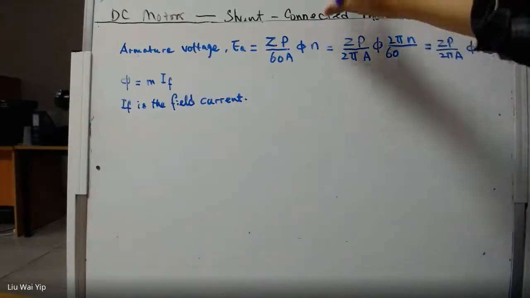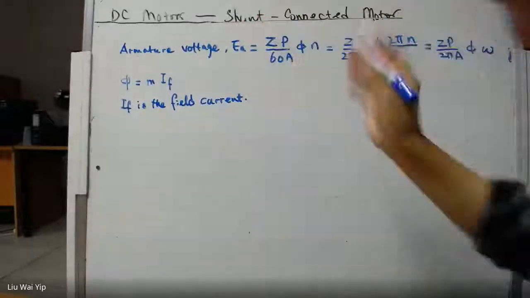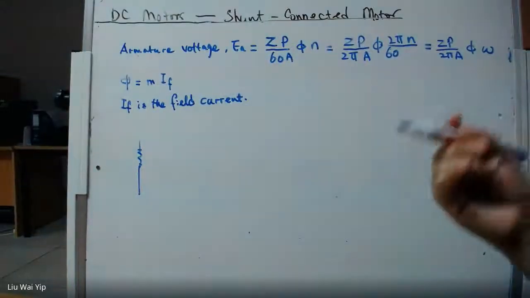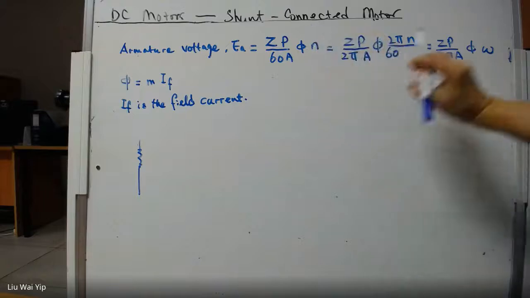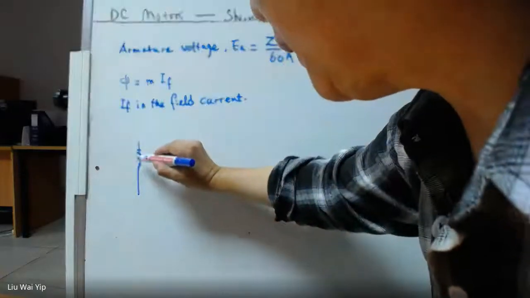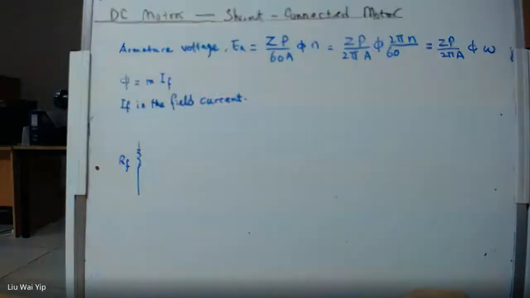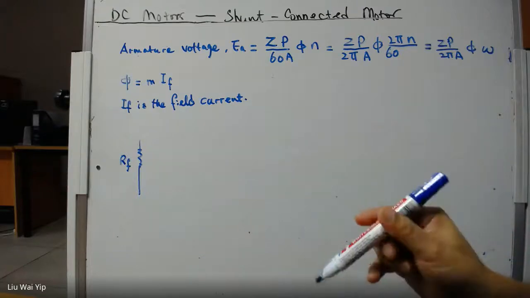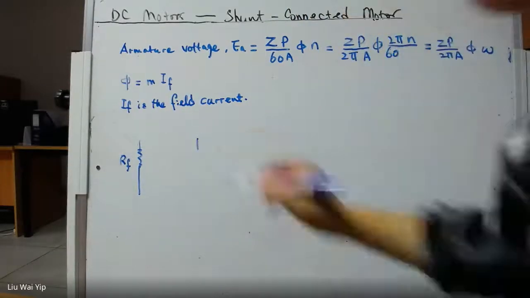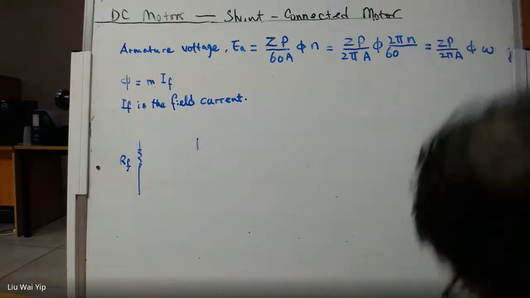Now, let's take a look at how the circuit is connected. In a normal DC motor, you have two sets of winding. One is the so-called field winding. The field winding is the winding for making up the polar flux in the stator. So I will label this as RF, which stands for the winding resistance. And you also have the armature resistance.